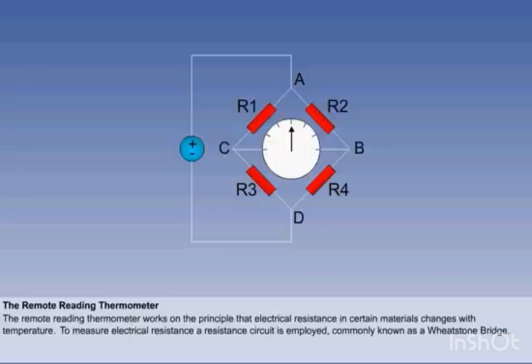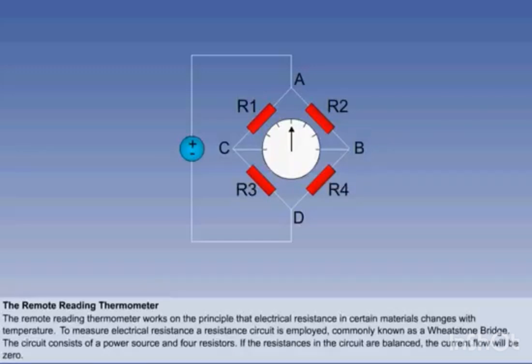We can see here a diagrammatic illustration of a Wheatstone bridge circuit. In basic form, the circuit consists of a power source and four resistors, labelled R1, R2, R3 and R4 in our diagram. For a given voltage input, the current flowing through the resistors will depend on the resistances. If the resistances are equal or balanced, the current flow in the circuit will be zero.